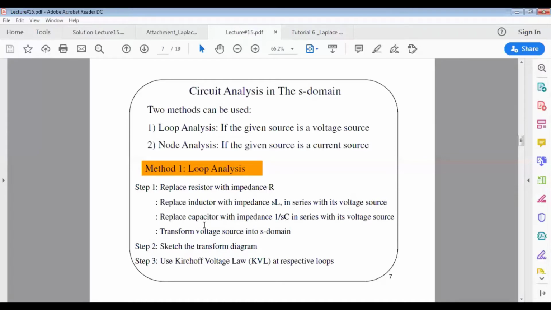The voltage source also needs to be transformed into the S domain. This is what we have learned in part 1 of the lecture. Number 2, once you have transformed all of these components, you have to sketch the transform diagram. And step number 3, then only you apply Kirchhoff voltage law to solve the problem.